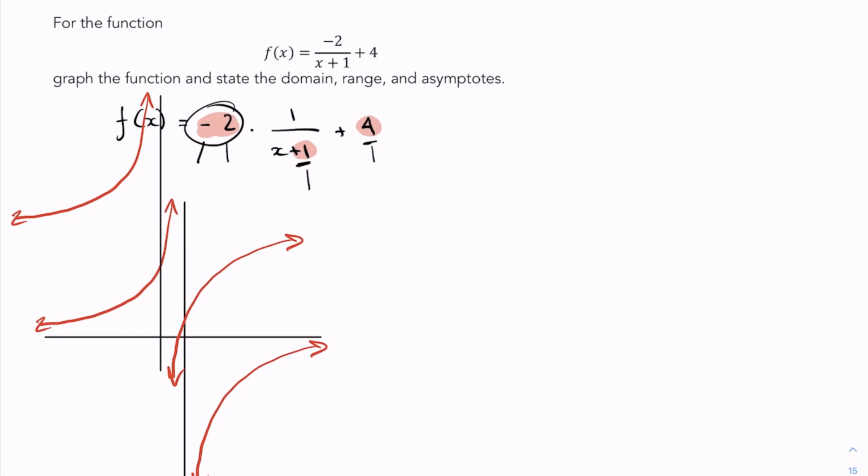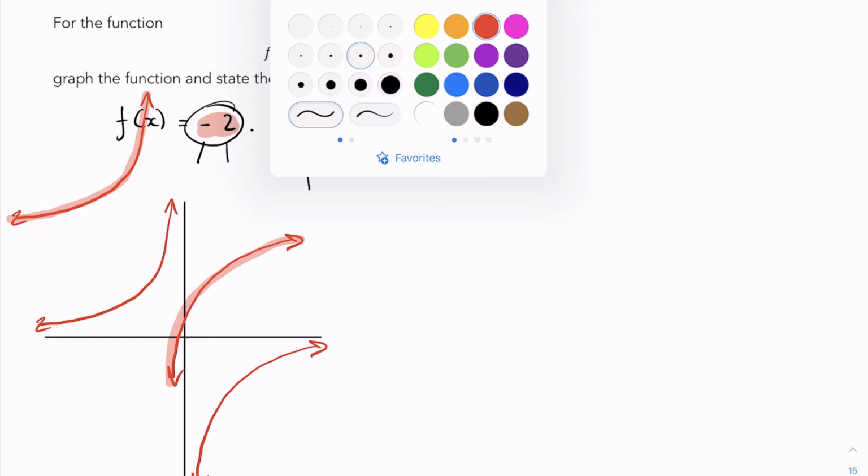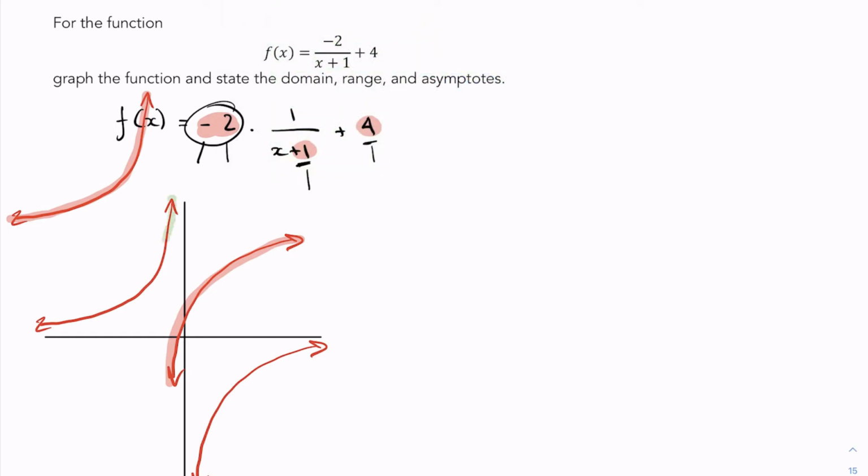I'm going to get rid of these lines. You have to be careful here because, again, what's the graph we're looking at? It's this one and this one. The one that's highlighted in green, that's the original one reflected.